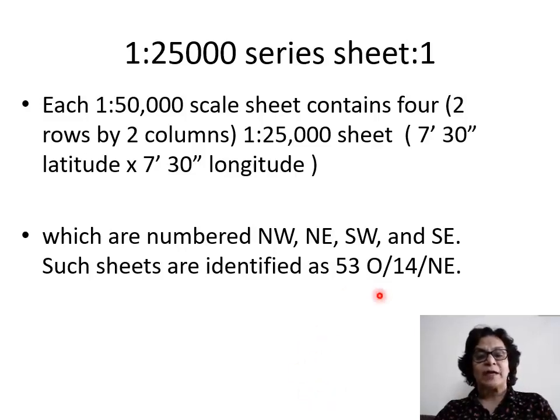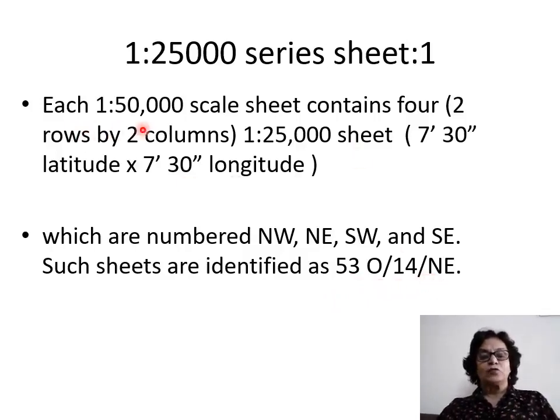The first one is where, along the latitude and longitude, you divide 15 minutes into 2 parts, so it comes as 7.5, that is 7 minutes and 30 seconds, and 7 minutes and 30 seconds longitude. So 15 minutes is divided into 2 parts, and each is numbered again based on the direction. So such sheets are identified as 53O/14/NE.